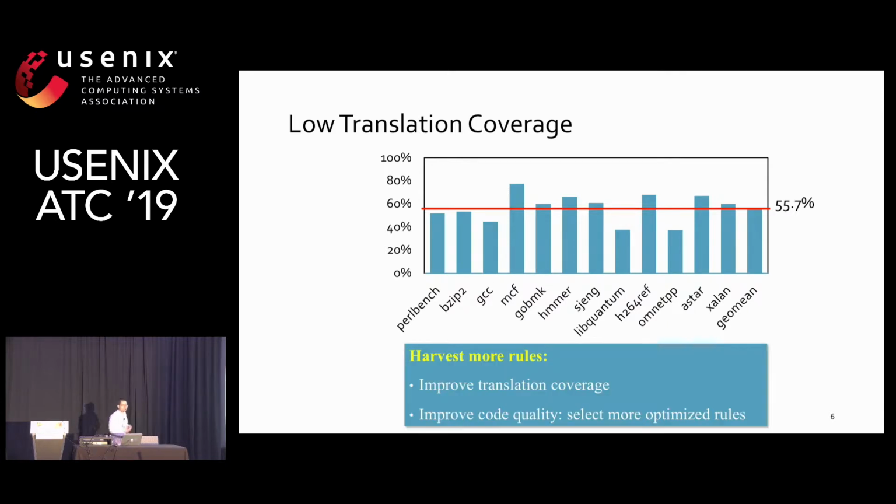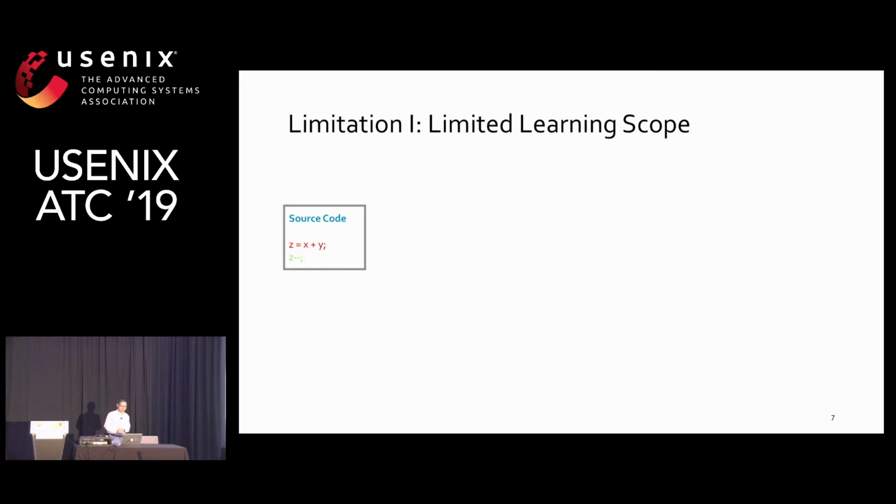So if we can harvest more translation rules during the learning process, we can potentially improve the translation coverage and generate more optimized binary code. This is the motivation of this work. To achieve this, we must address some limitations in the original learning-based approach. The first limitation is about the limited learning scope. In the original learning approach, the learning scope is limited to one line of source code.